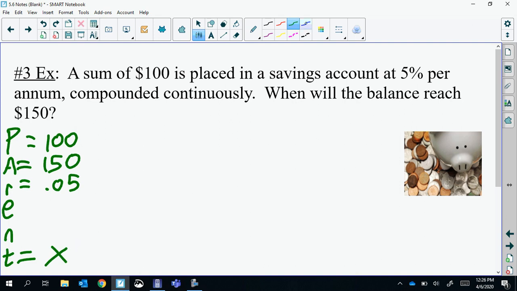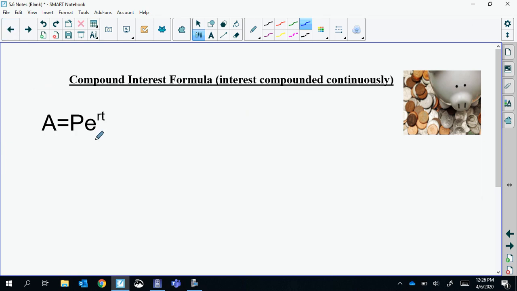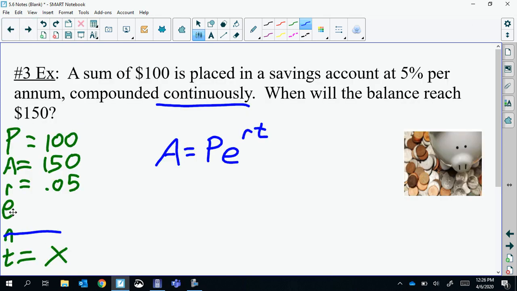Now, here's what we're looking for. On our previous problems, it said compounded annually, monthly, daily, something like that. This one says compounded continuously. So when it says continuously, instead of crossing out e, we cross out n. That's the only difference. And by not crossing out our e, that tells us that we're using this other formula, which we had written on the last slide, but here it is. There it is on the previous slide. We use a different formula because it's compounded continuously. Instead of having an n, we have an e.